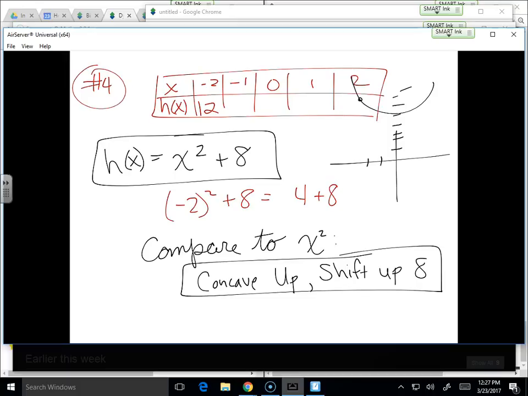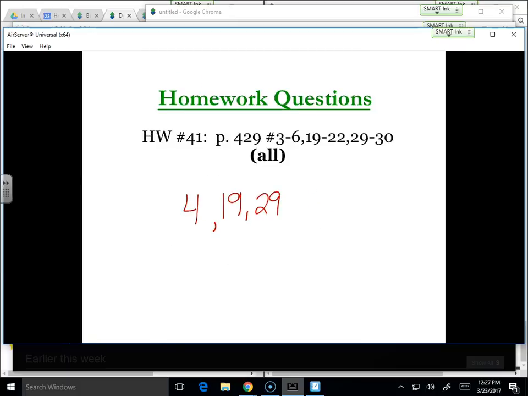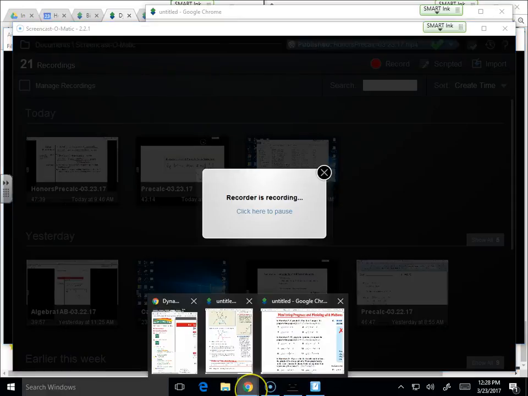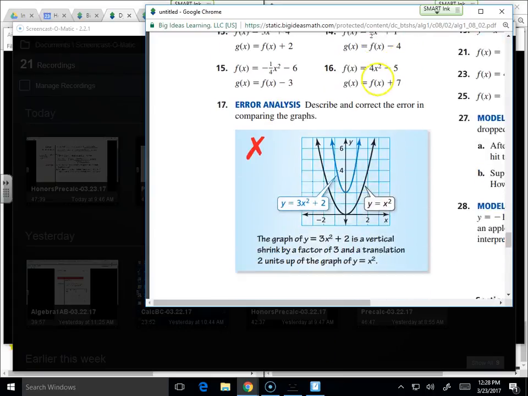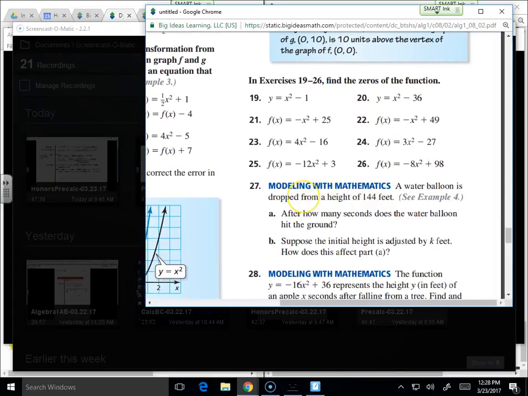Okay? Another homework question that we had were the ones that Josh had, which was numbers 19 and 29. So checking out that one really fast. It was y equals x squared. 19 says find the zeros, right? Yeah. Hey, we just did this. You just plug in 0.